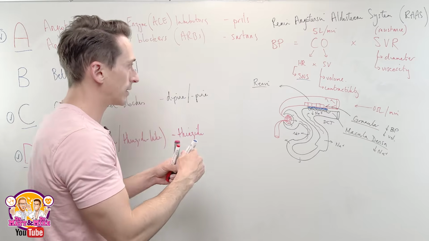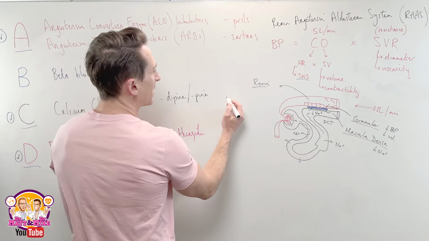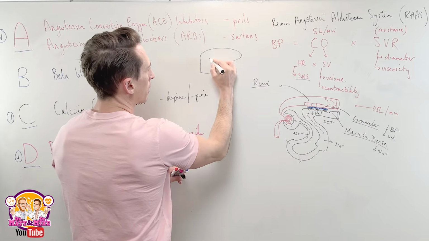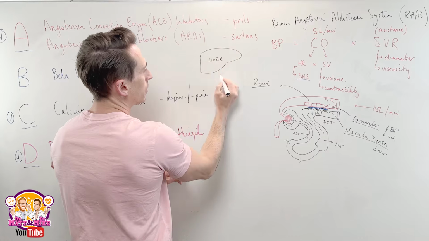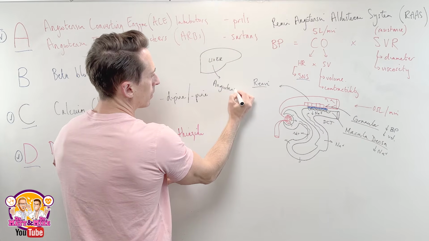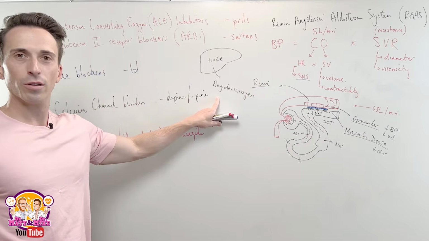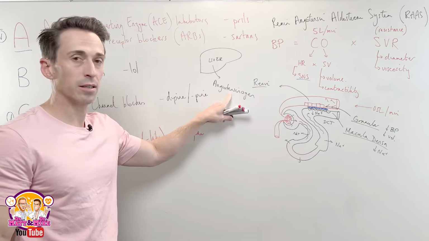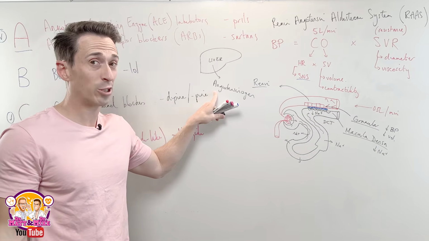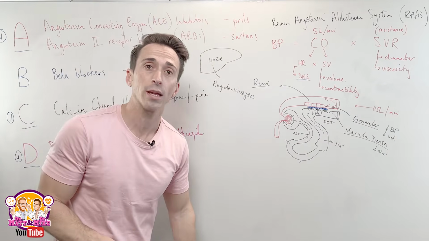Once renin is released, it comes across circulating angiotensinogen. So the liver will actually make angiotensinogen. Angiotensinogen. Think about that name. Angio, blood vessel. Tensin, pressure. Blood vessel pressure. Has to do with managing blood pressure.